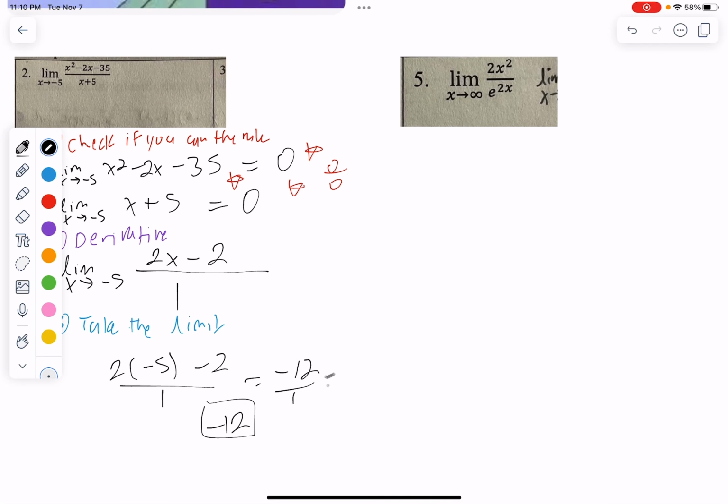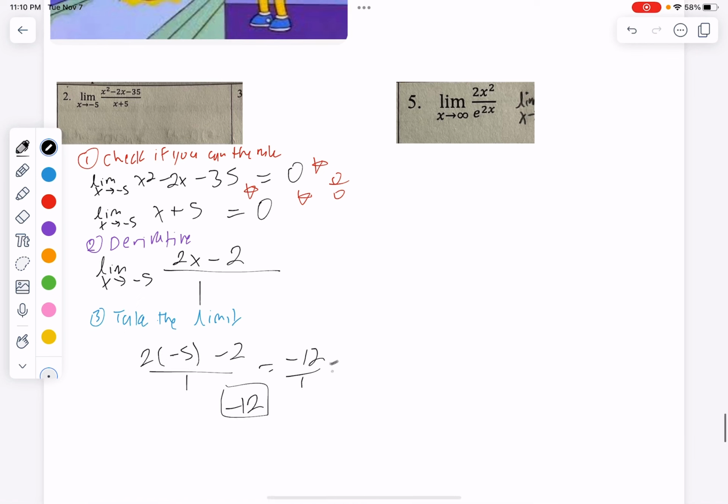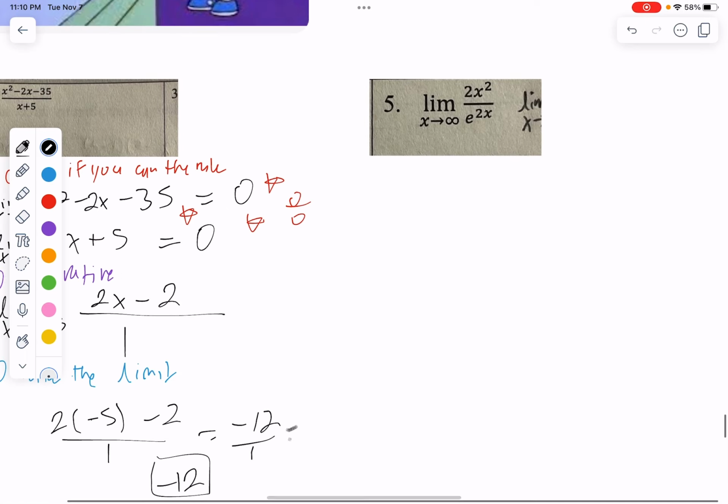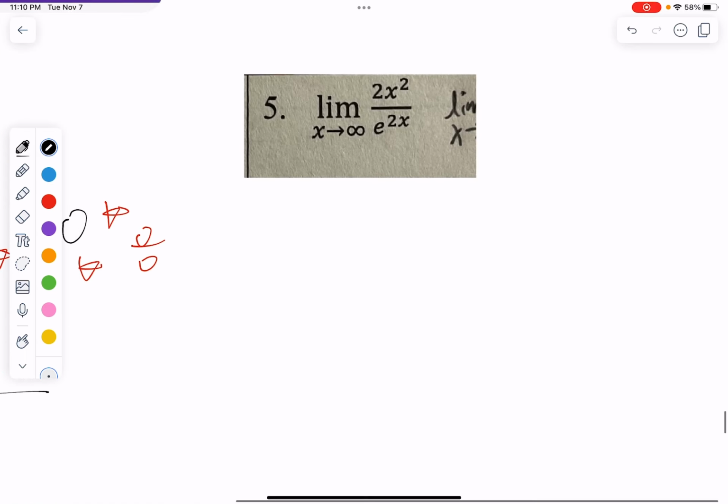A couple things to know here. Let's say you take the limit again, at step 3, I apologize, and it gives you the indeterminate form. You do the rule again, which I think might be the case for this next problem, but we'll see. All right, so we're doing this again.